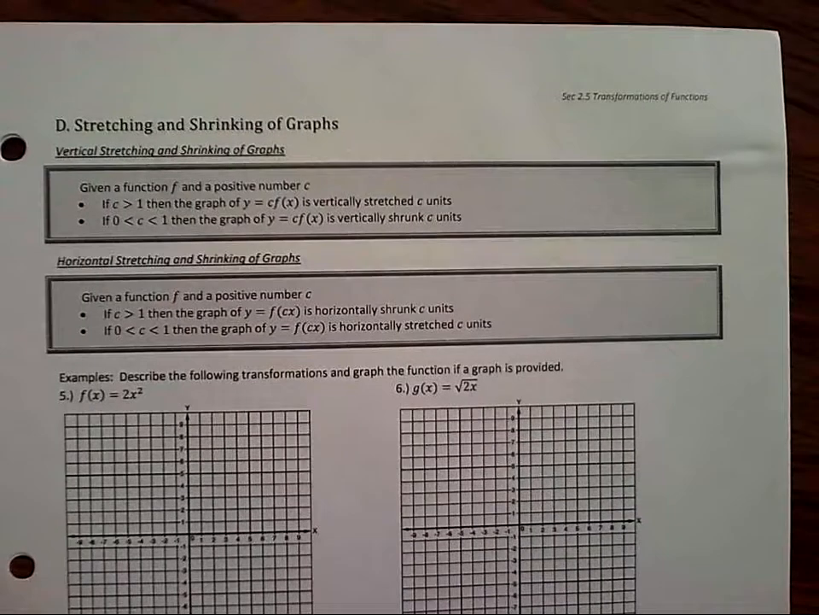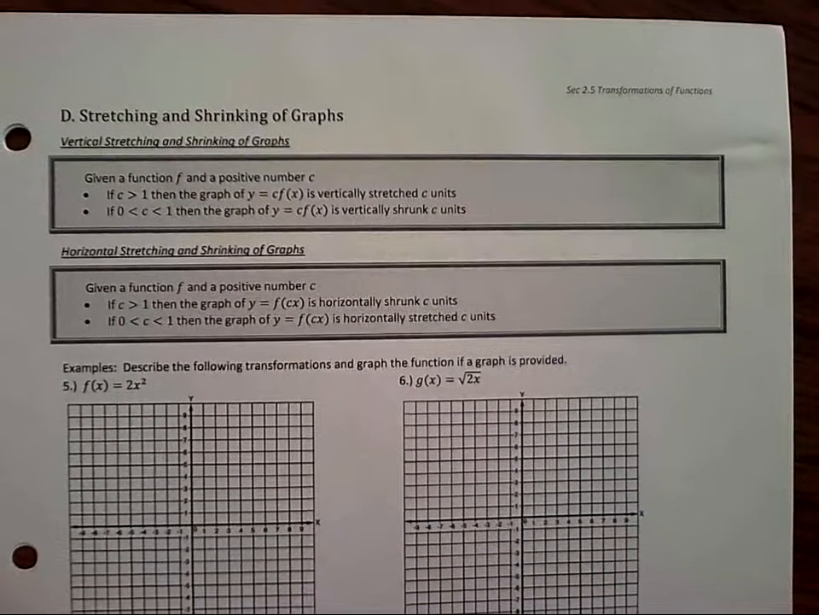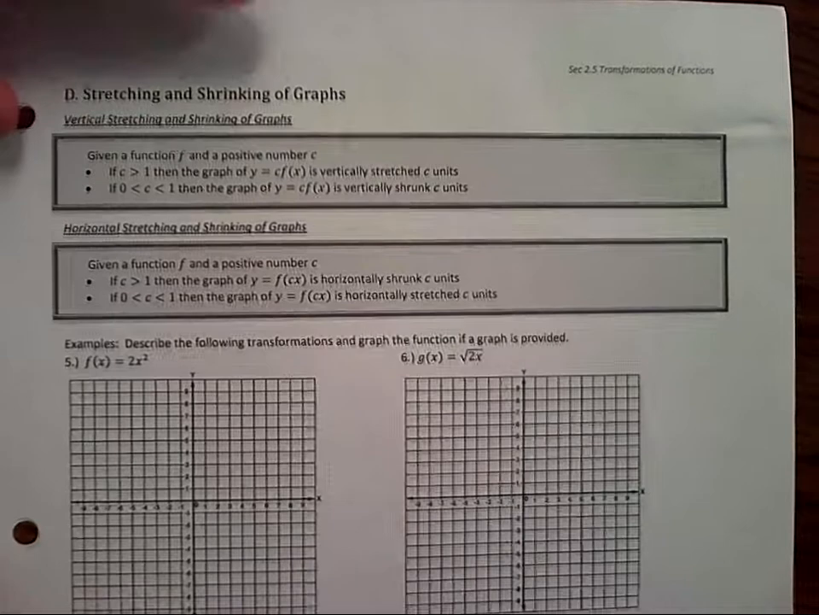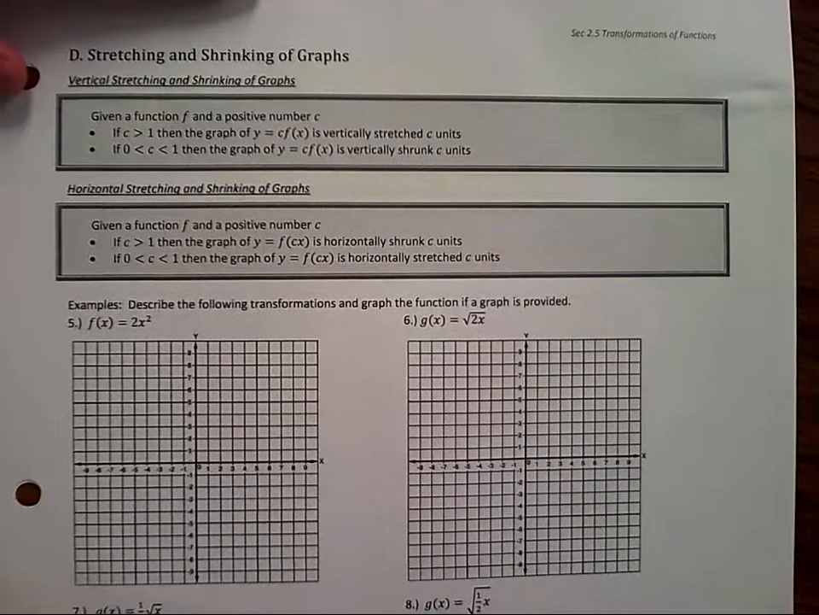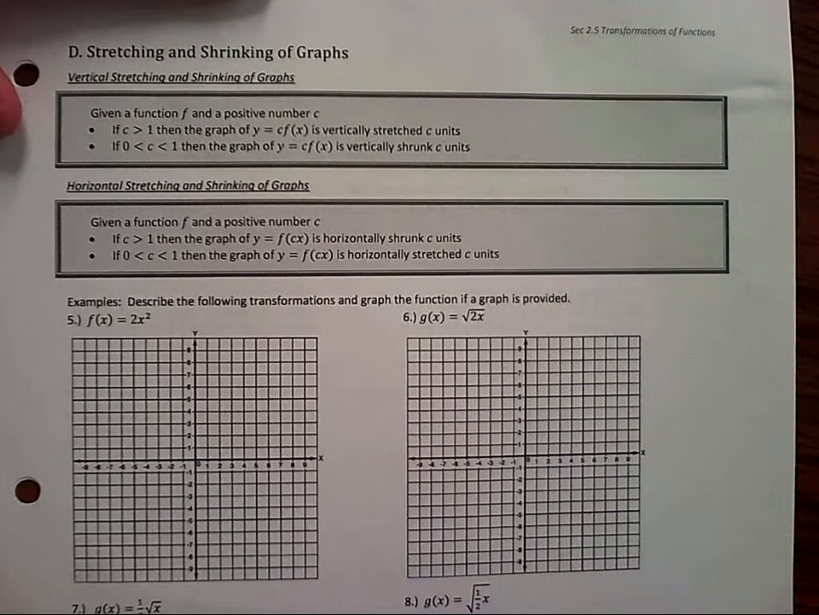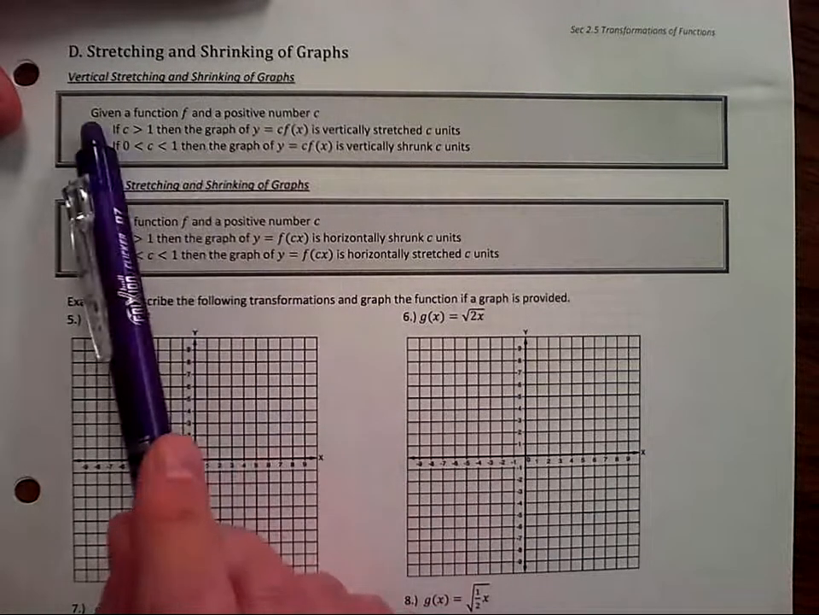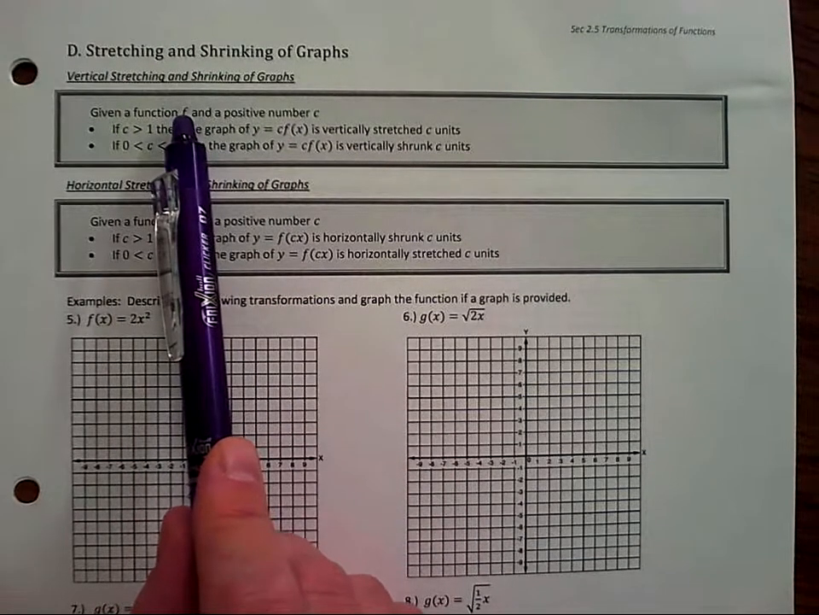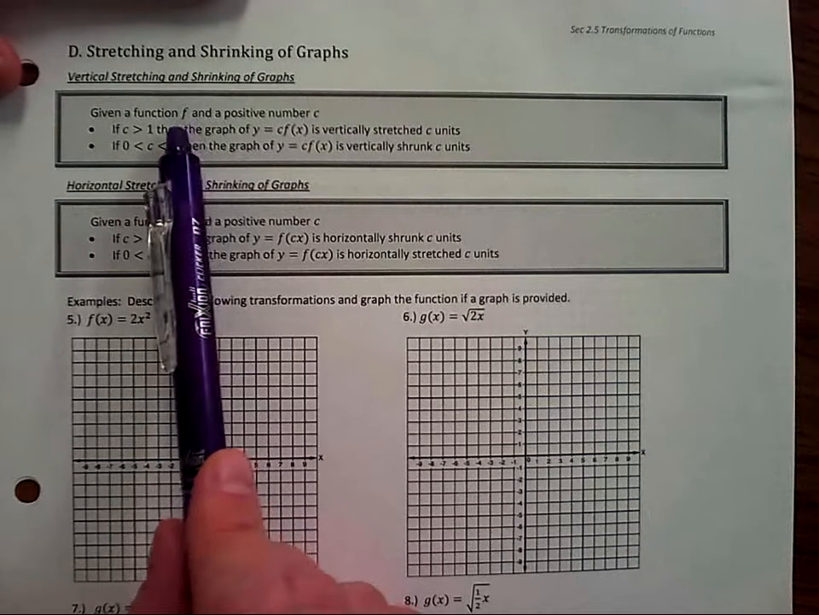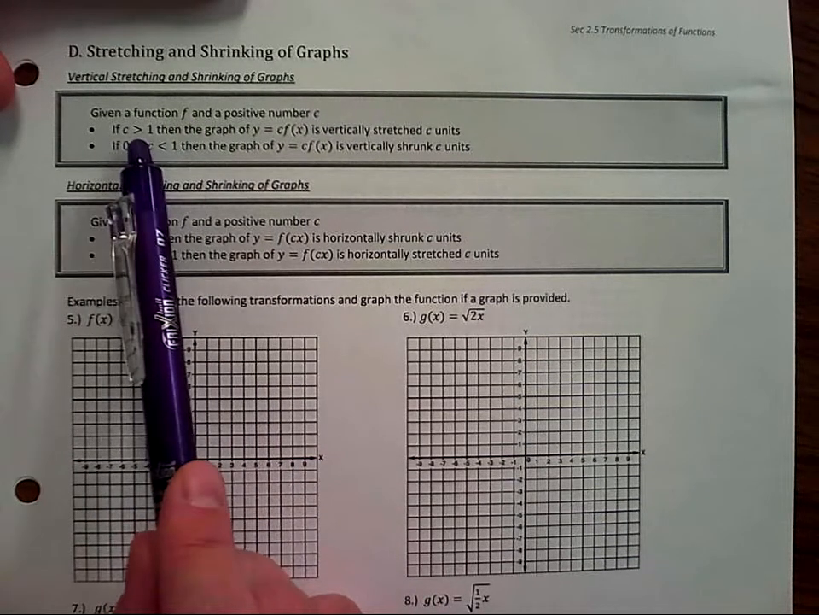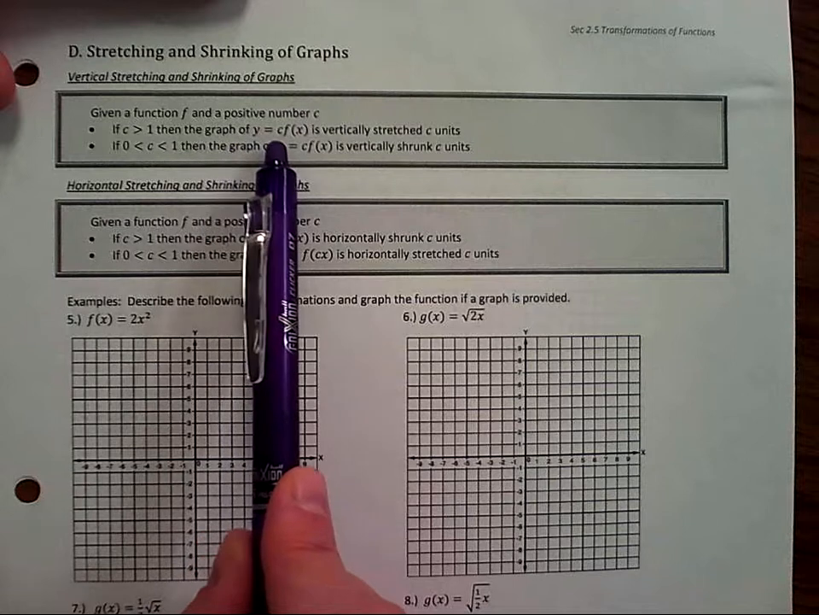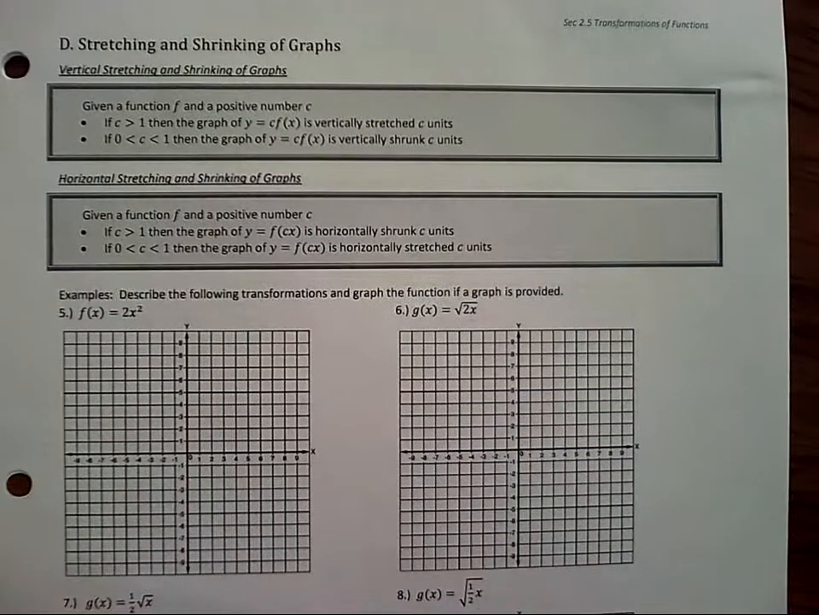So now let's do some stretching and shrinking. Vertical stretching and vertical shrinking. So given a function f, which is one of our functions from part A, one of those main functions, and a positive number c, if c is greater than 1, then y equals c times f of x is a vertical stretch. So just think of it as taking those functions from part A and just pulling the ends. That's a vertical stretch.